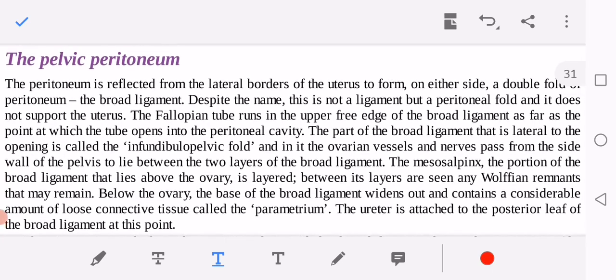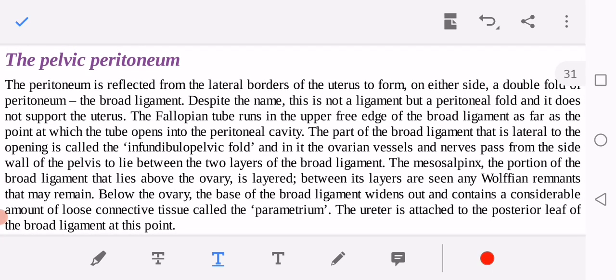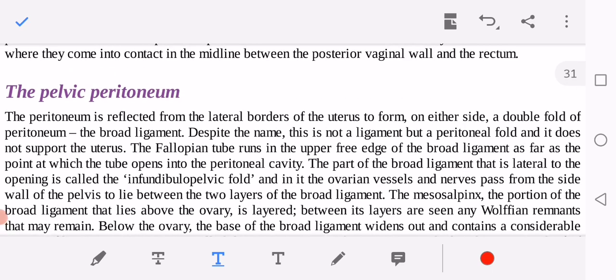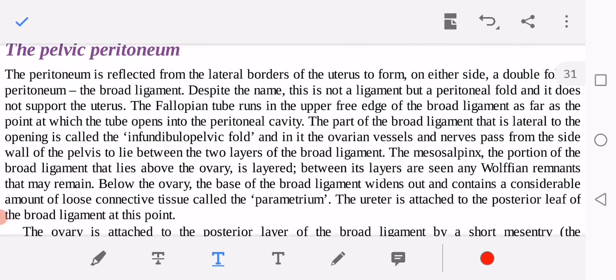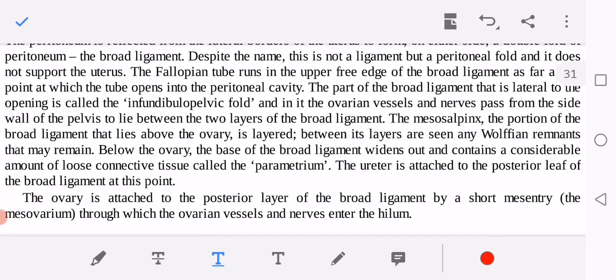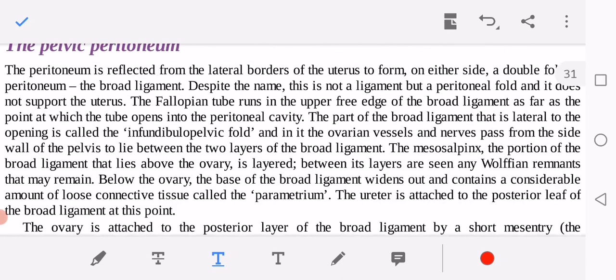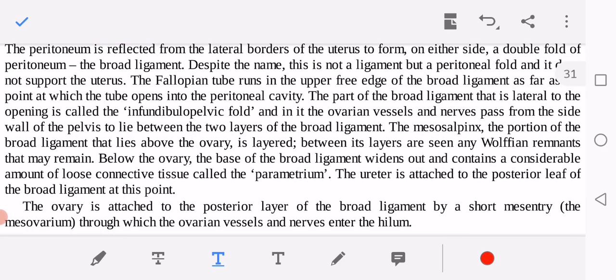So about the pelvic peritoneum: the peritoneum is reflected from the lateral borders of the uterus to form on either side a double fold of the peritoneum, the broad ligament. Despite the name, this is not a ligament but a peritoneal fold, and it does not support the uterus. The fallopian tube, they are talking about pelvic peritoneum. Okay?